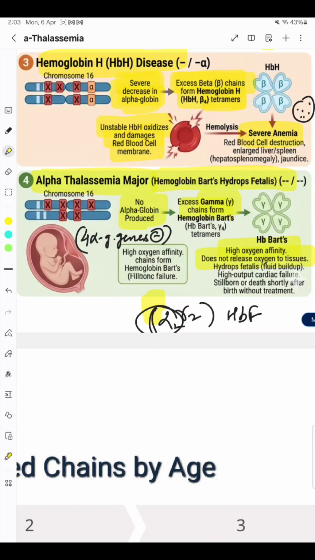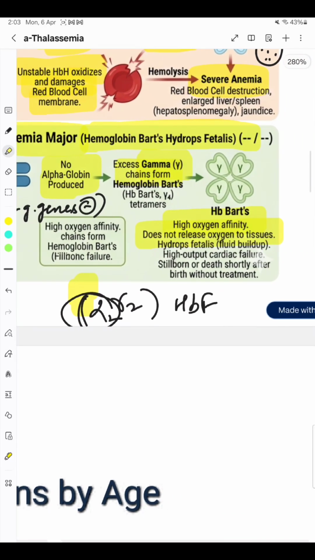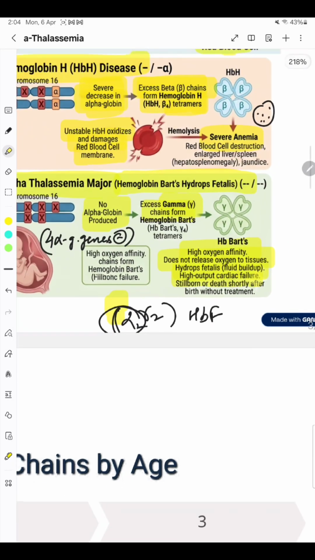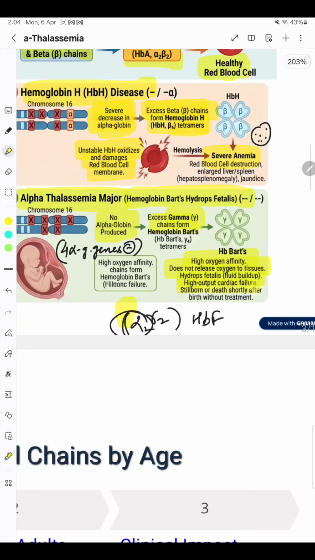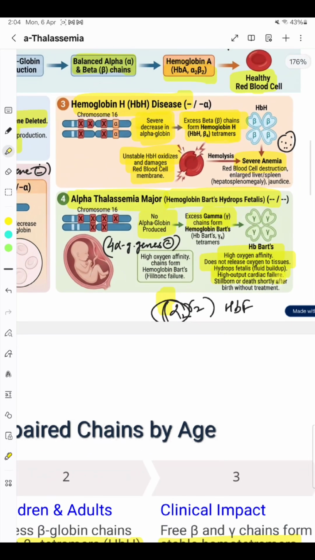Gamma tetramers have very high affinity for oxygen, so there is no oxygen available for the tissue. This results in high output cardiac failure and edema. This condition is known as hydrops fetalis. Mostly in this condition there is death in utero or stillborn cases.